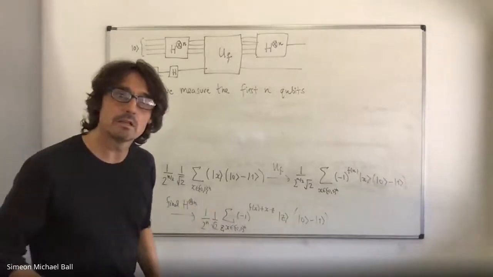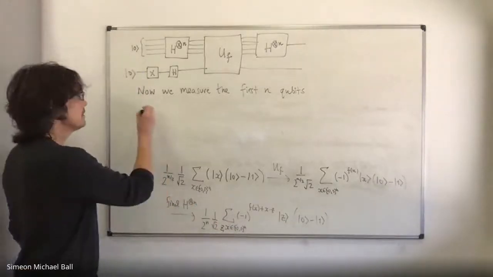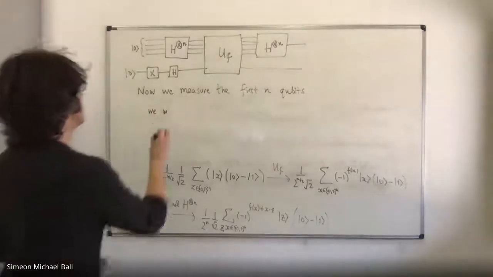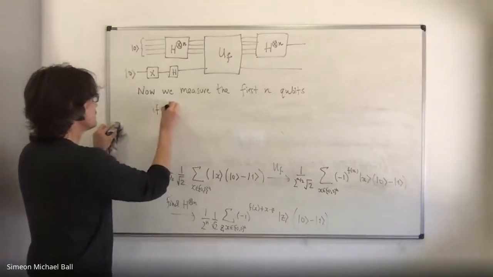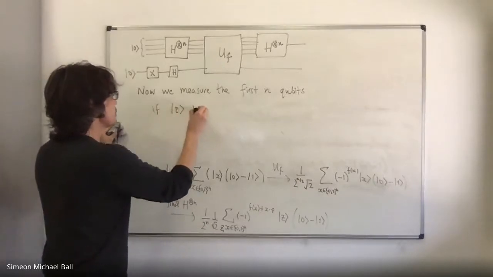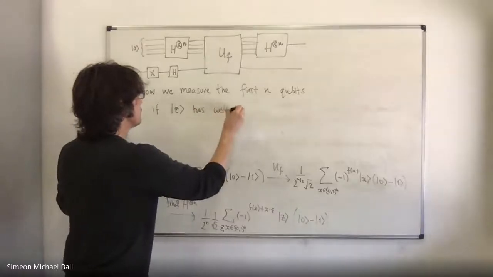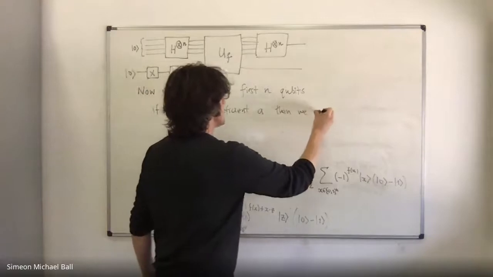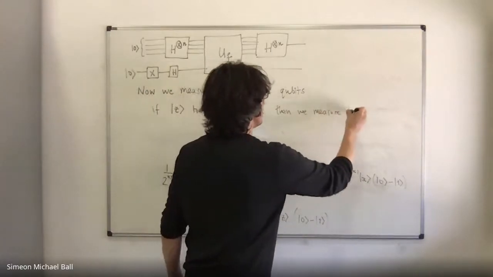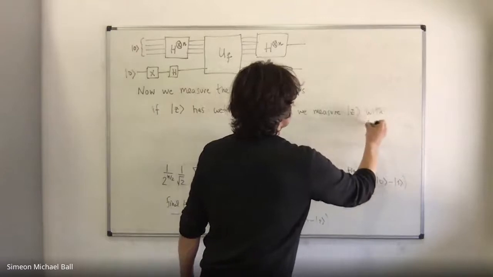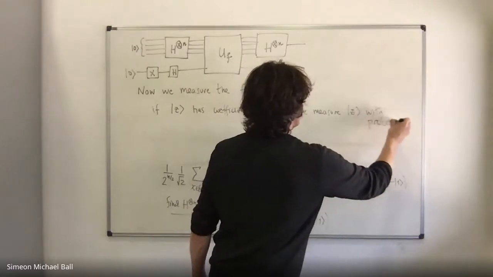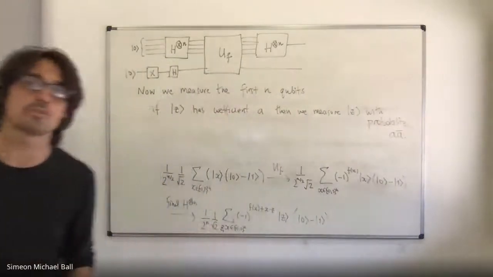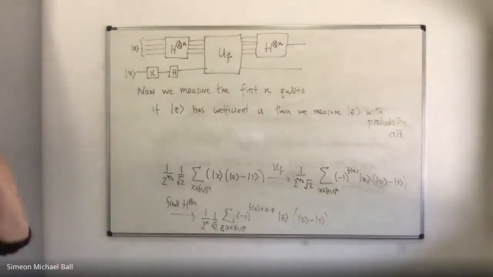And what happens? So if z has coefficient a, then we measure z with probability a squared. Okay, so that was just what we saw earlier in the week.